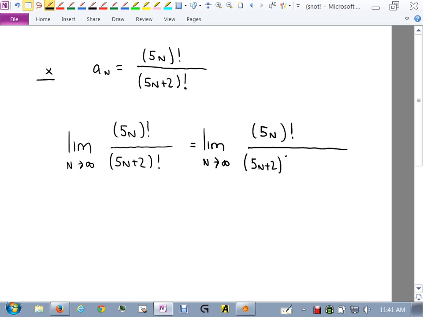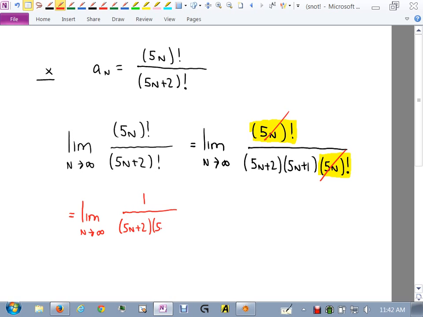5n plus 2, 5n plus 1, 5n factorial. So the 5n factorial, this piece right here, is what would be the rest, right? Dot, dot, dot. But that's exactly what 5n factorial is up here. So these cancel. And all you're left with is the limit as n goes to infinity of 1 over 5n plus 2 over 5n plus 1. And what happens here is n goes to infinity, it goes to 0. So your answer is 0.